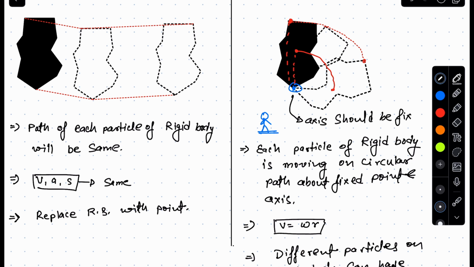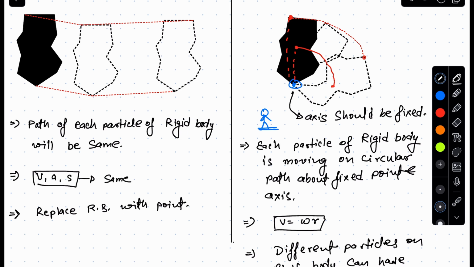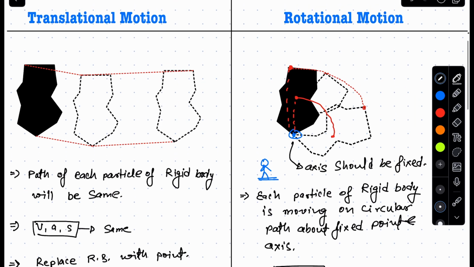What are the practical examples? For example, if you are just sitting and you turn on the fan, then that fan is rotating about its axis. Fan particles or fan wings are rotating, right? So these fan wings are performing the circular motion or the rotational motion. That is the example of rotational motion. I hope you must have understood the difference between translational motion and rotational motion.